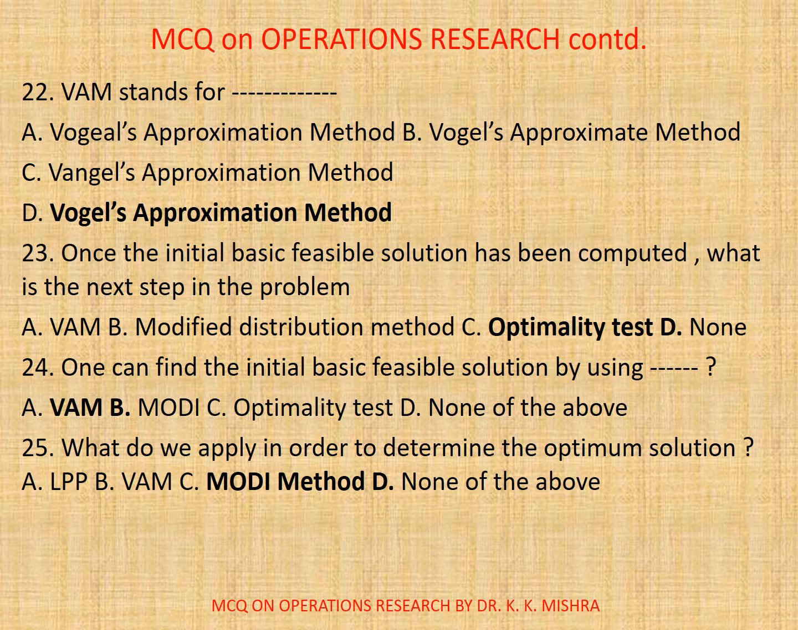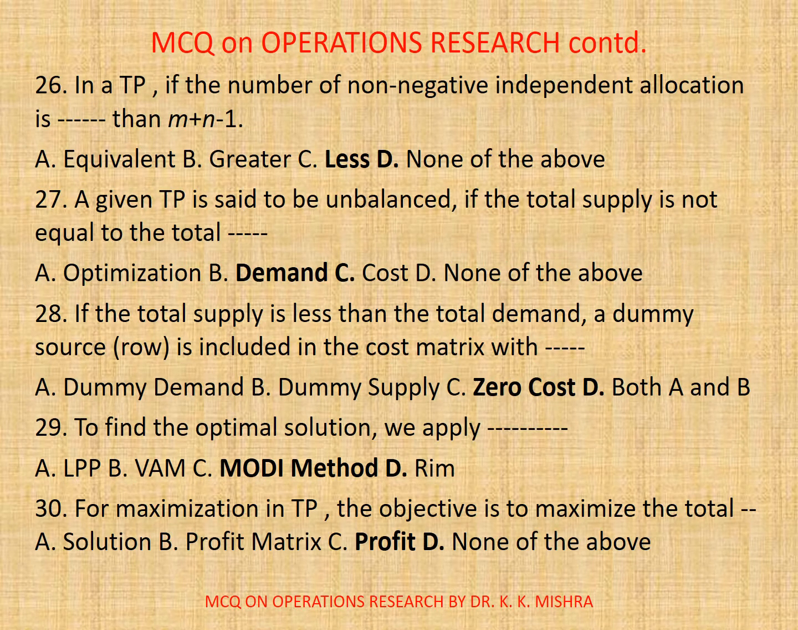23. When the initial basic feasible solution has been computed, what is the next step? Optimality test, correct option is C. 24. One can find the initial basic solution by using dash, correct option is A, VAM. 25. What do we apply in order to determine the optimum solution? Correct option is C, MODI method.